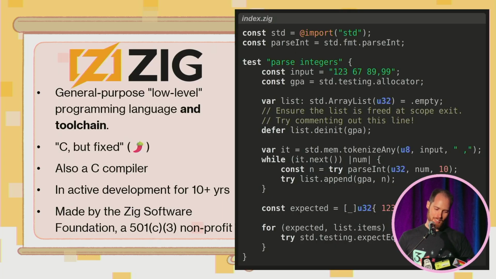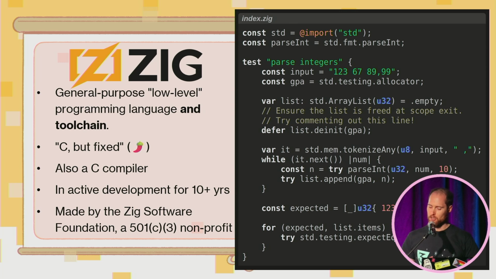And so I found that the Zig build system was extremely helpful in this. But probably for most people here, you haven't heard of Zig before, so let me just introduce it a bit. Zig is a programming language and toolchain that's been in development for over 10 years. Spiritually, the language is like C. And if I'm feeling spicy, which is to say if I'm feeling me, I would say it's C, but with all of the problems fixed. And it's made by a nonprofit, the Zig Software Foundation.